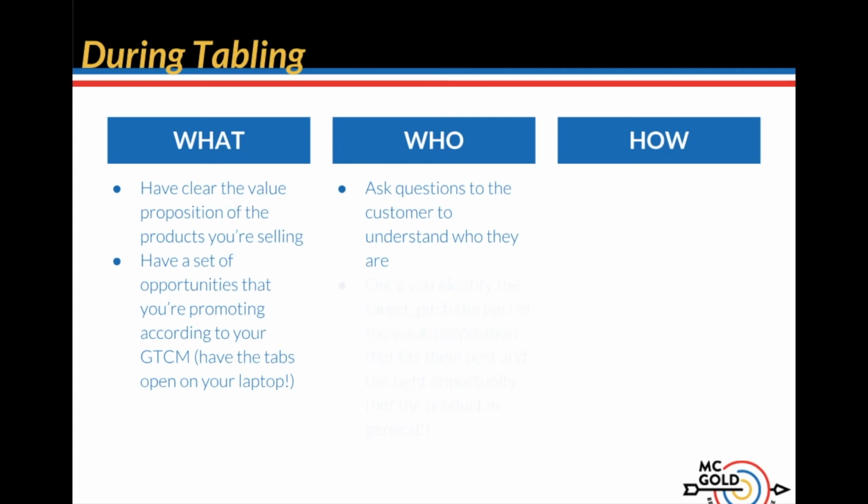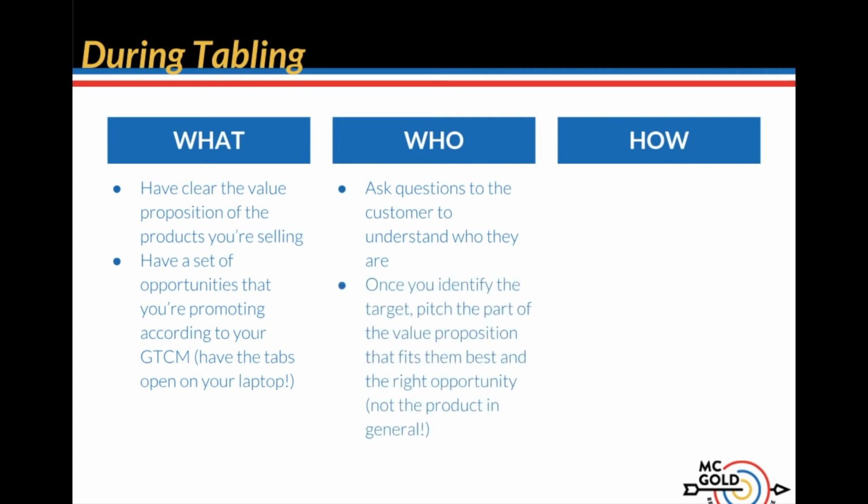And yeah, so this is what I was saying. Once you identify who your target is, then pitch the part of the value proposition that fits them best, and then the right opportunity. So not the product in general, so not global volunteer or global entrepreneur in general, but just one specific op.